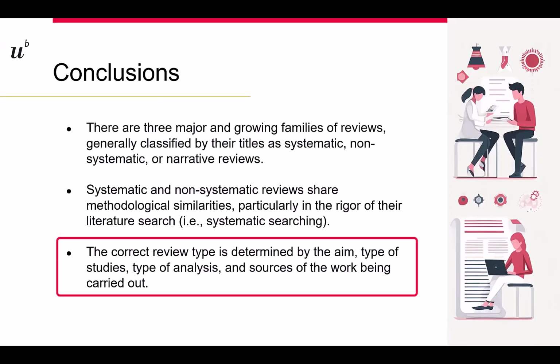And regarding the right type of review for your project, always think about the aim and question that you have in mind, the type of studies that you will synthesize, the type of analysis and information that you will deliver, and the human and time resources that you have at hand.